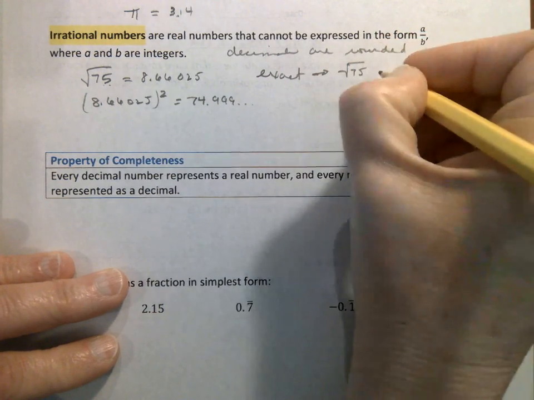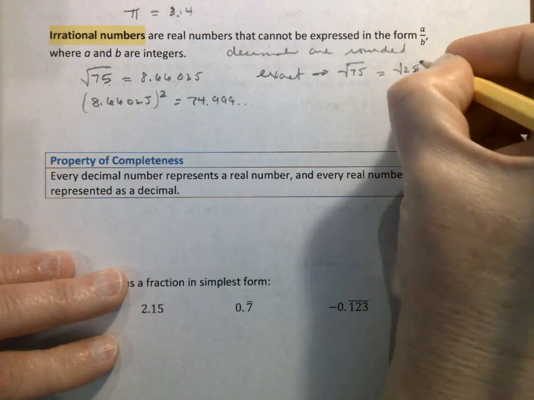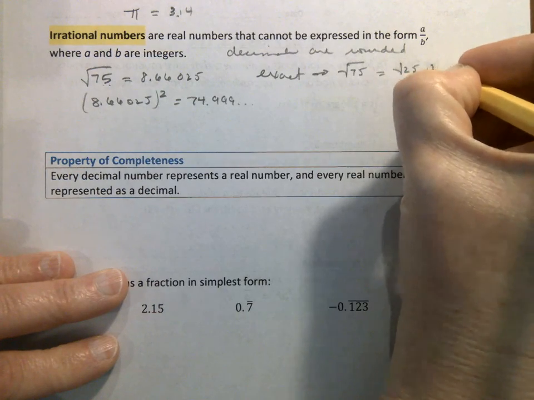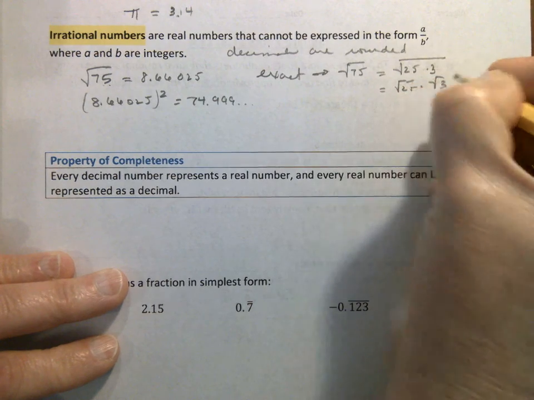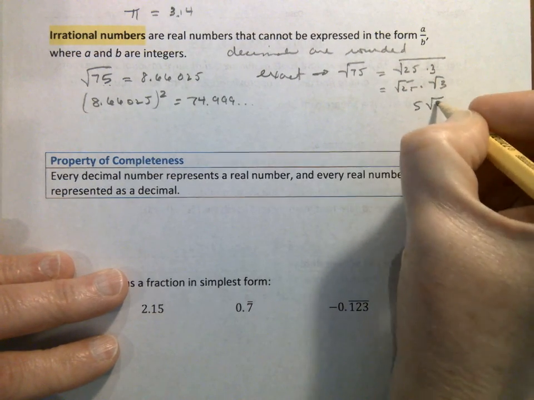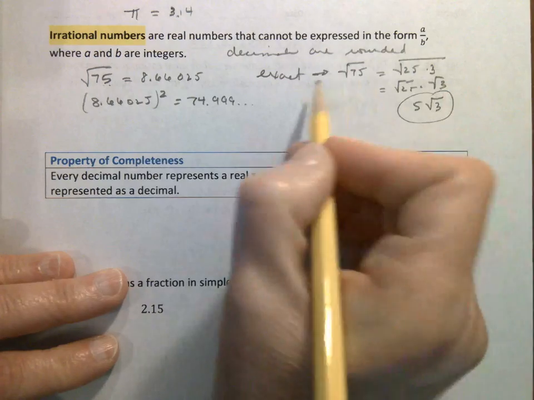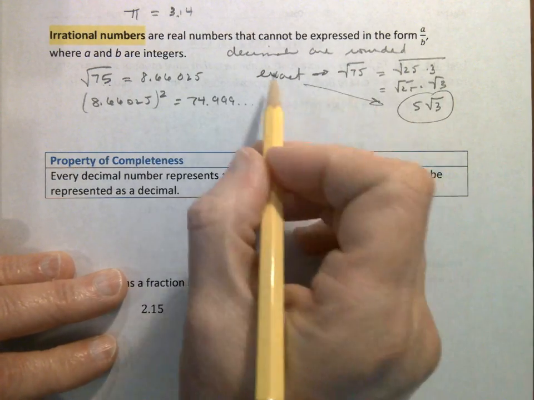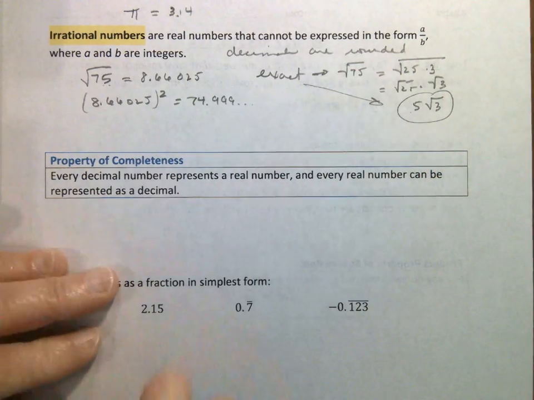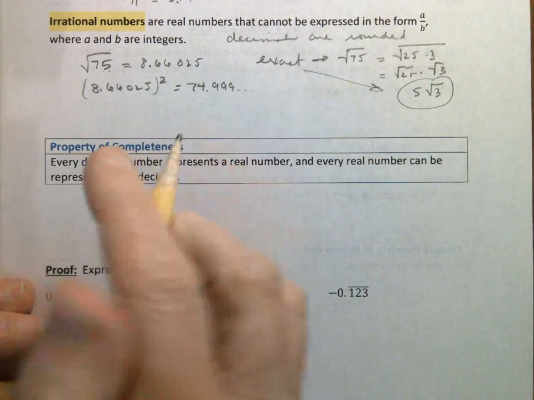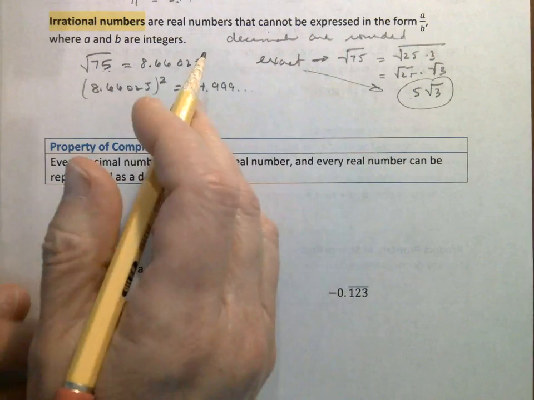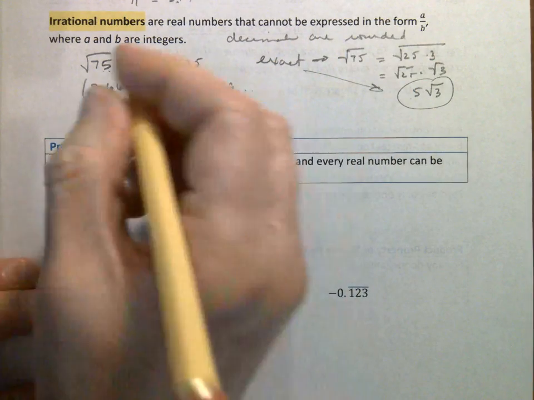So if I simplify this, I know that I can take out a 25 and a 3. Square root of 25 is 5. Square root of 3 is just square root of 3. This is still an exact number, and it's this simplified. Okay, so that's what we're looking at, simplifying these numbers without changing them to decimals, because decimals are not going to be exact for these. Let's look at another example.